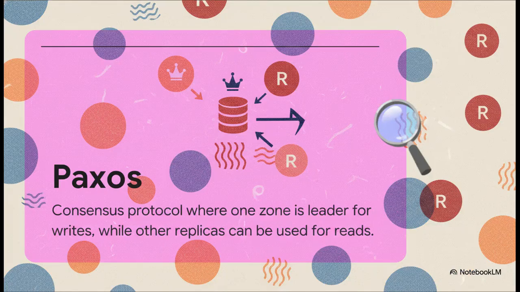But that begs the question, how do all these scattered zones actually agree on what the data is? Well, Spanner uses Paxos. It's a highly reliable consensus protocol where one zone's replica is dynamically crowned as the leader to handle write transactions for a specific chunk of data, while the other replicas safely take care of the reads.